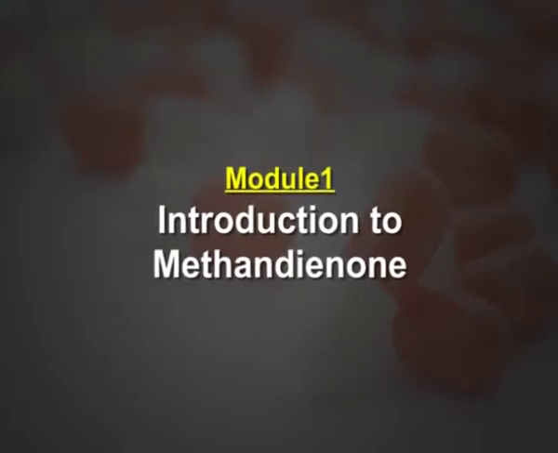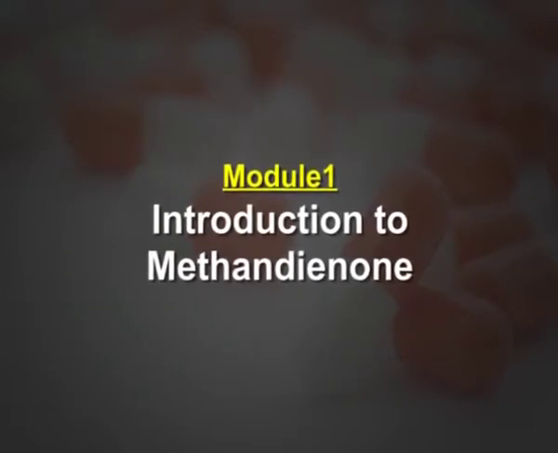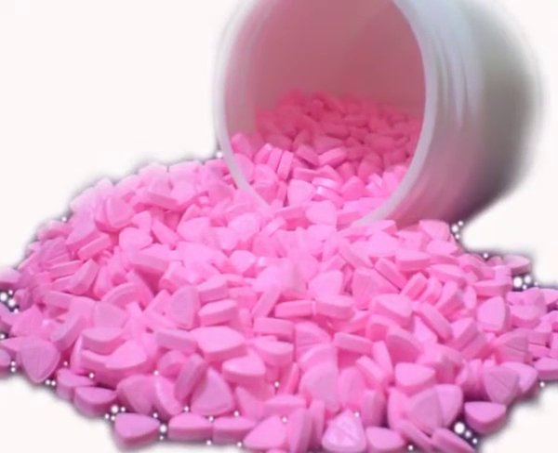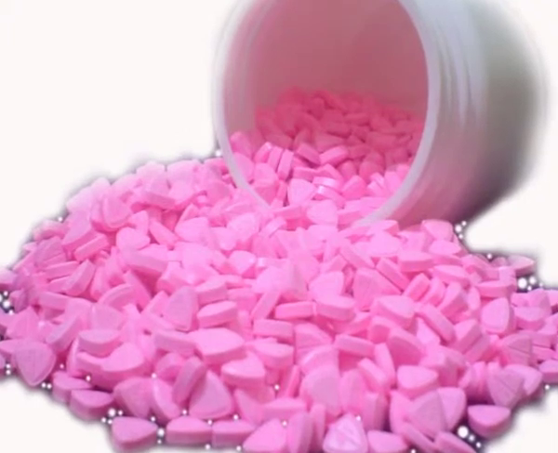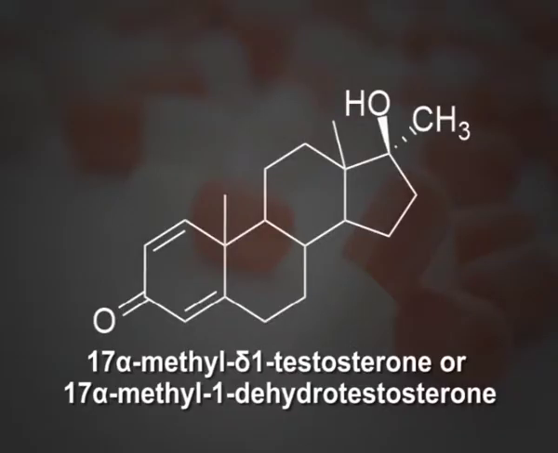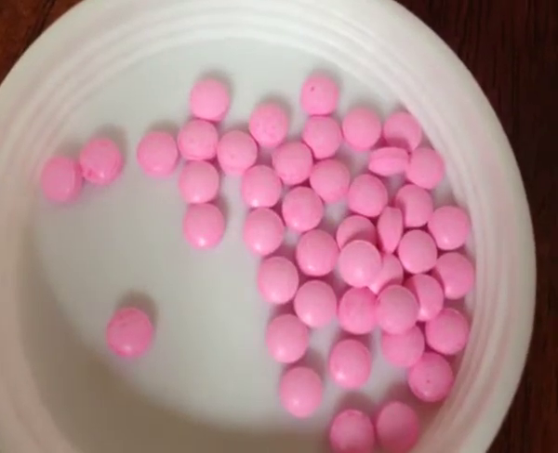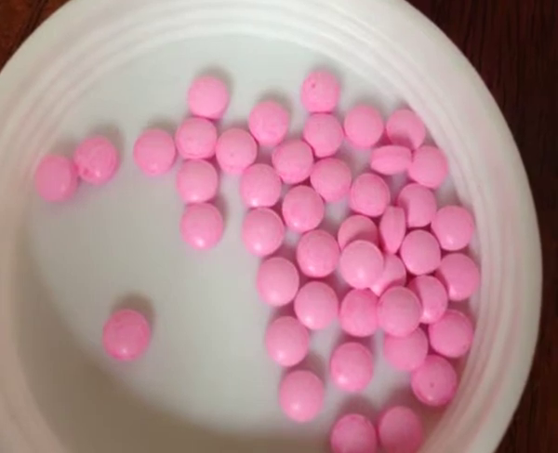Let's start with the Module 1, the introduction to methandienone, followed by its synthesis from methyl testosterone in Module 2. Methandienone, which is commonly known as methandienone, is a 17-alpha-methyl delta-1 testosterone or 17-alpha-methyl 1-dehydrotestosterone as shown in figure. It is an orally active anabolic steroid originally developed in Germany.